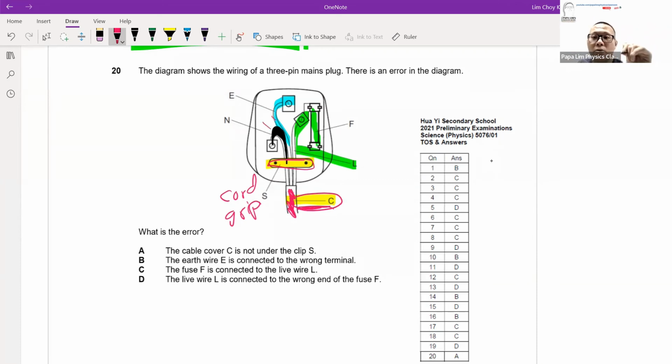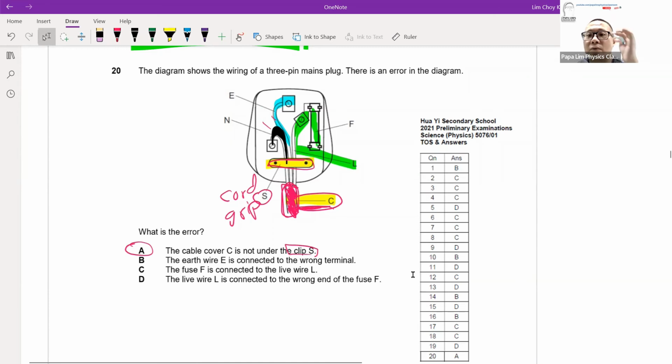So the purpose of the cord grip is to secure the cable to the plug itself. The cord grip S must secure the cable together with the insulation, so that I can actually secure the wire to the grip itself. So the arrow we are looking at is actually A. The cable cover is not under the clip S. S is the cord grip.